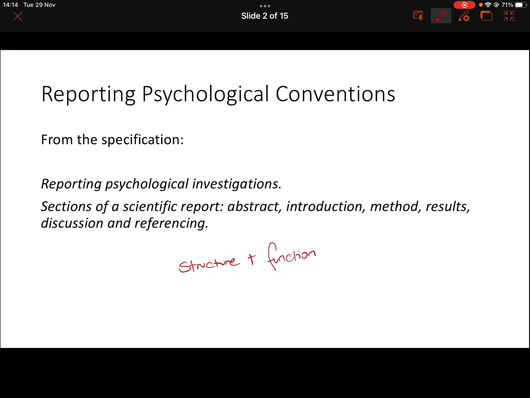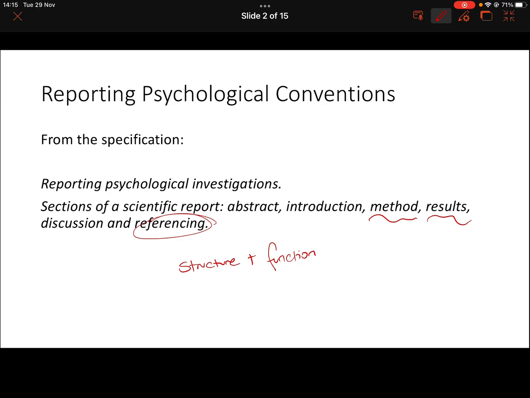And you may be asked even to write an example of any one of these sections. So you may be asked to write an example method section or results section, and referencing is a common one that comes up as well. So you may be asked about any of these sections of a psychological report.